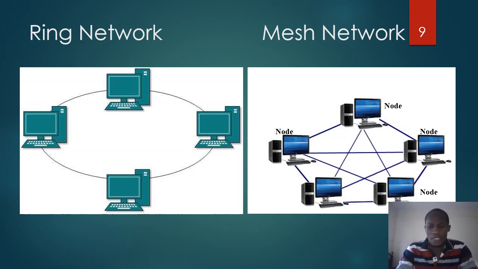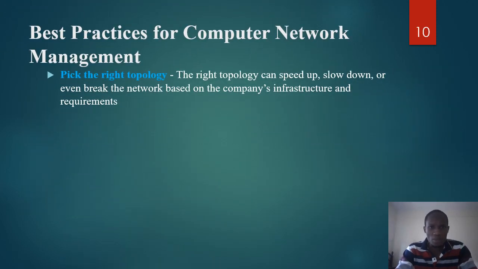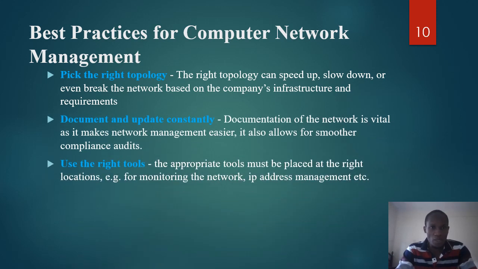Now, let us proceed. We are looking at best practices for computer network management, and the first practice is always: pick the right topology. Ensure you pick the right topology because this can either speed up or slow down your network. It can even break the network. So pick the right topology to ensure optimum performance.